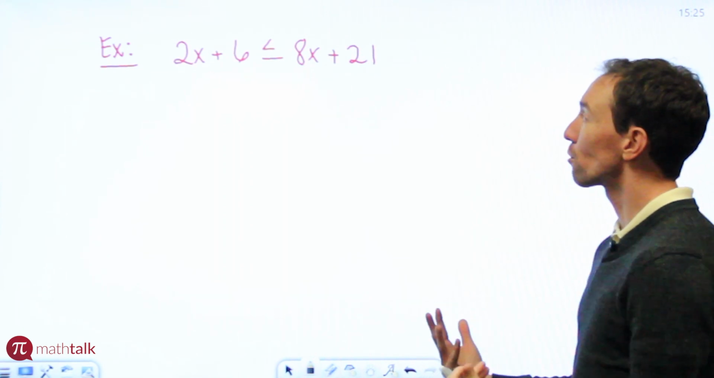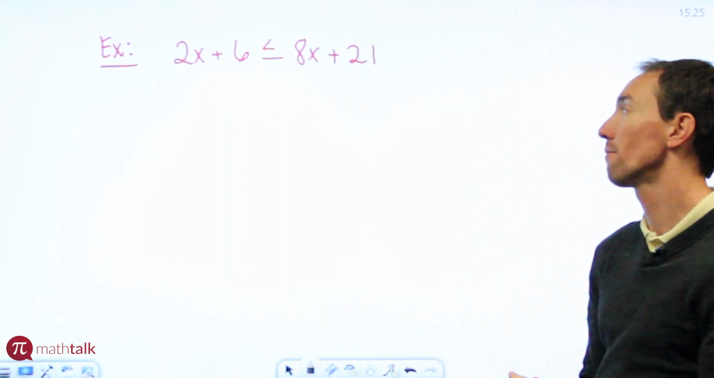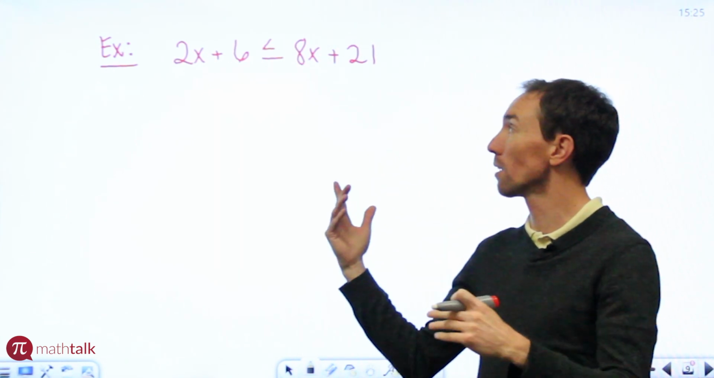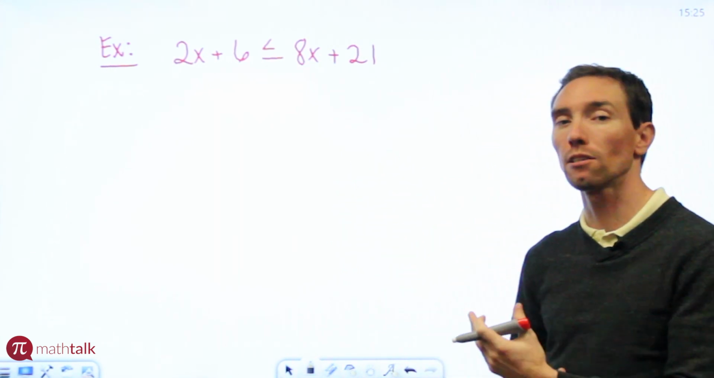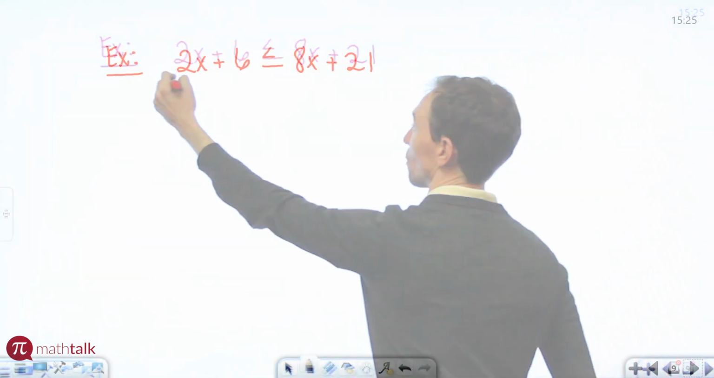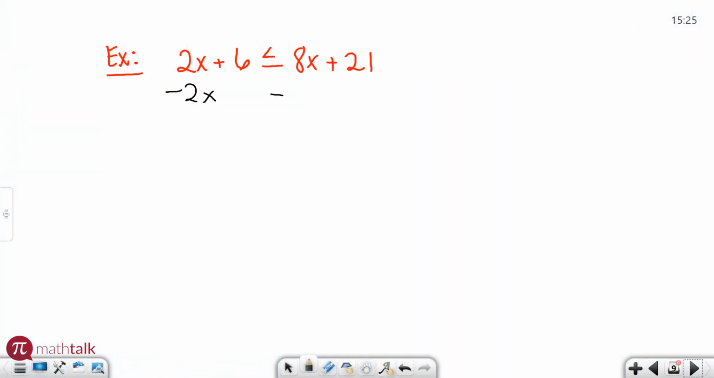I try to keep variables positive whenever I can. When I'm moving one of the expressions to the other side, I want to make sure that the result is positive. For example, if I subtract 2x from both sides, then 2x is gone here, but 8 minus 2 is still positive 6. Whereas if I were to do it the other way, 2 minus 8 is negative 6. I would rather deal with positive numbers than negative numbers, so I'm going to do that.